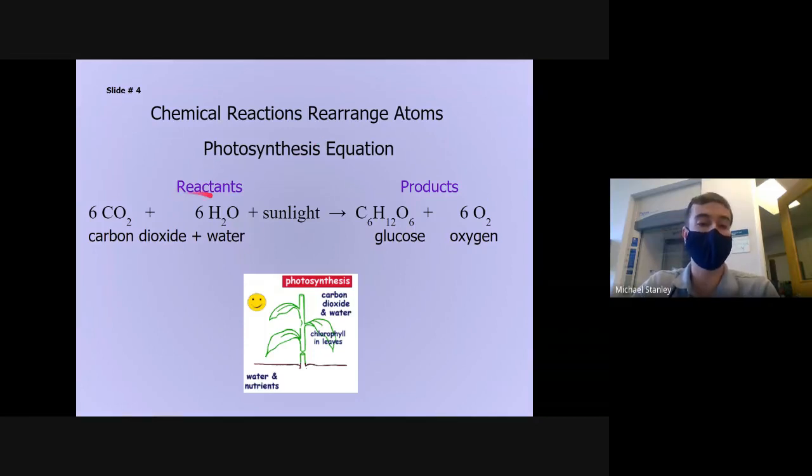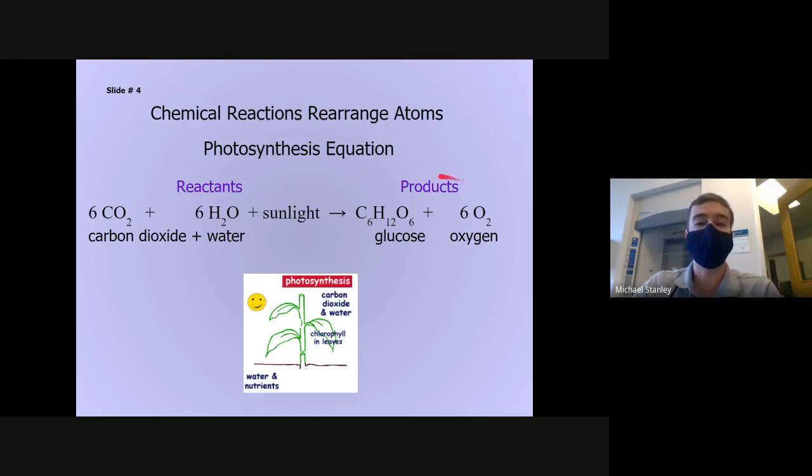So if you look over here on the reactant side of our equation, we have some carbons in our carbon dioxide. We have some oxygens over there too. And we also have some hydrogens and some oxygens. So our different atoms on the reactant side, we have some C's, we have some O's right here and here, and we have some H's. So C's, O's, and H's are the only different atoms that we have on our reactant side.